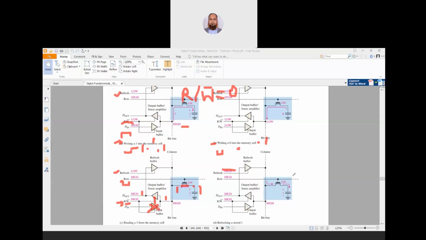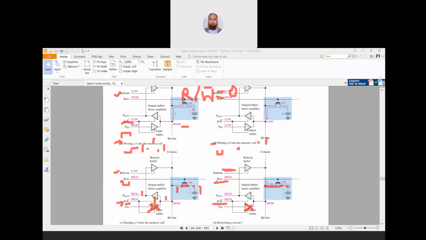The last operation is refreshing a stored one. So what we do here is apply a refresh, which is like the reading operation. So what we'll do, apply high, so this is gone. Okay, so this is gone. So we only have to refresh the 1, I already told you. So if this 1 is high, this will connect these 2 points.